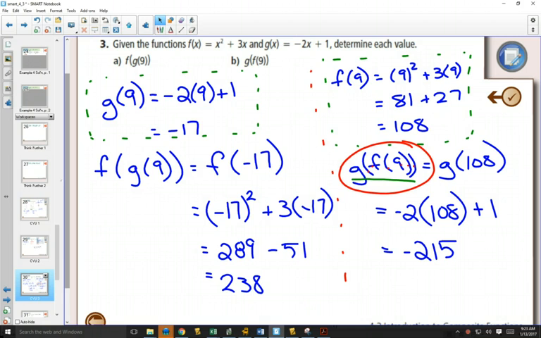Okay, questions to do for this one, 6, 8, and 9.